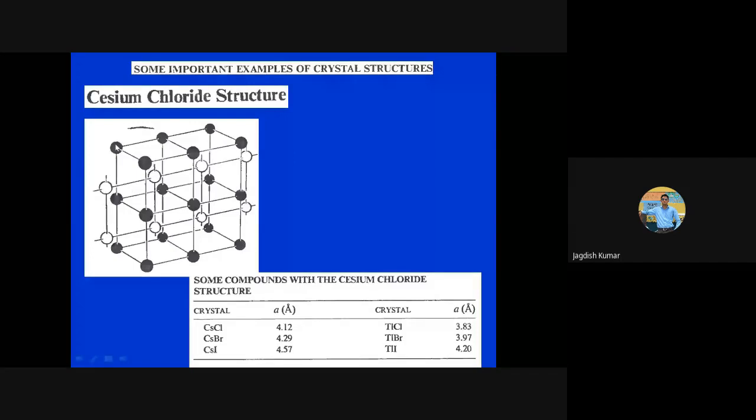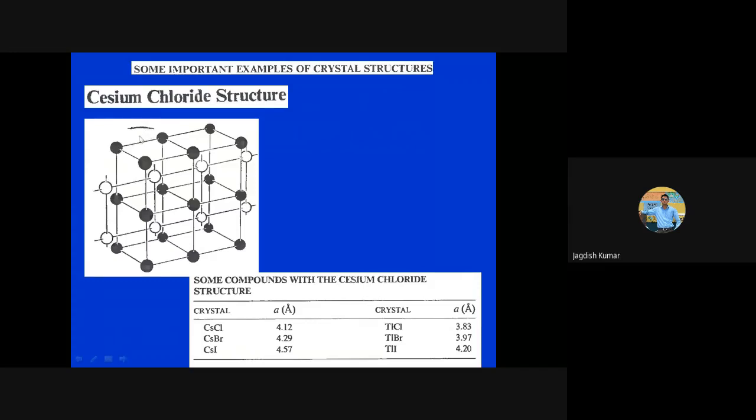And now again, how do I have to place the basis? A chlorine atom at 0, 0, 0, and a cesium atom at half, half, half. Now this is my reference point, not this one. So now I will assume this to be the origin. So where will the chlorine be sitting? Exactly here, 0, 0, 0. Where will the corresponding cesium atom be sitting? Half, half, half. Somewhere here above this cube.